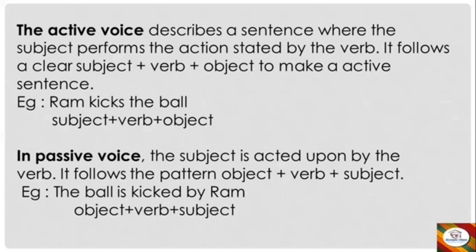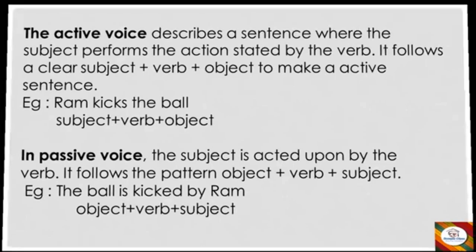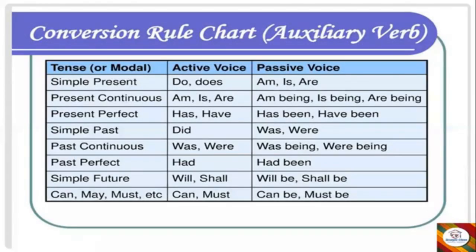I hope the formation of active and passive voice is clear. This was the simple definition of active and passive voice. Now there are certain rules to follow. Let us see the conversion rule chart of auxiliary verbs. It is very important when you change from active to passive voice or from passive to active voice. The tenses change, that is, the verbs you use are changed.